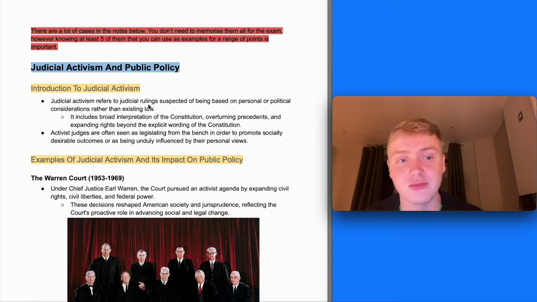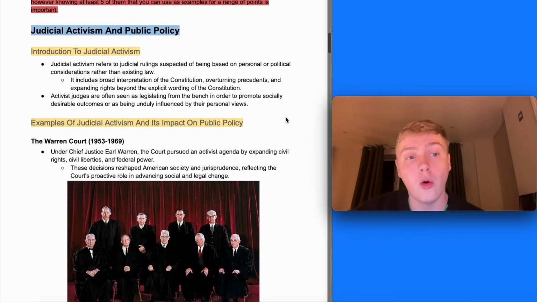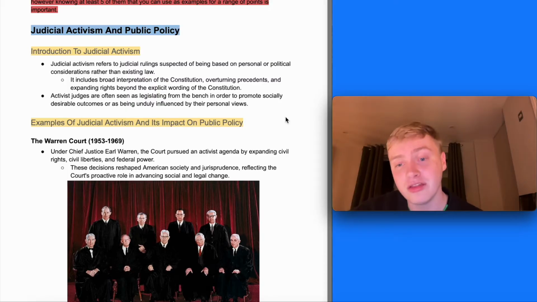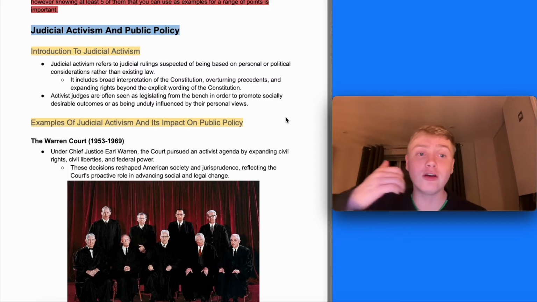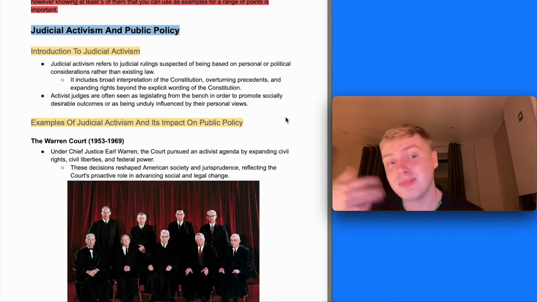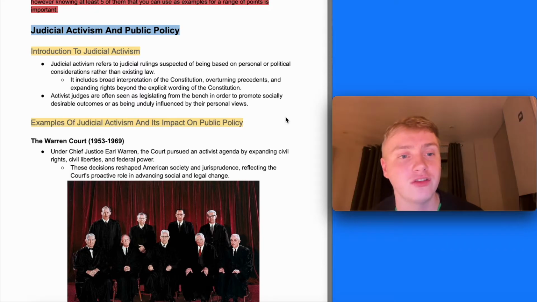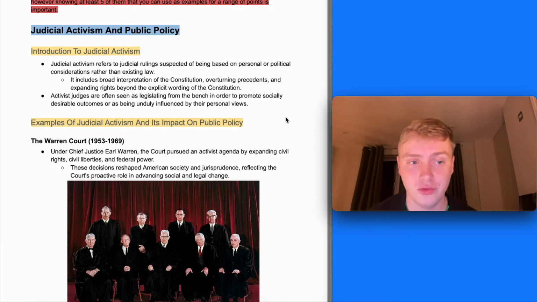So judicial activism refers to judicial rulings suspected of being based on personal or political considerations rather than existing law. It includes broad interpretations of the Constitution, overturning precedents, and expanding rights beyond the explicit wording of the Constitution. And activist judges are often seen as legislating from the bench in order to promote socially desirable outcomes or as being unduly influenced by their personal views.